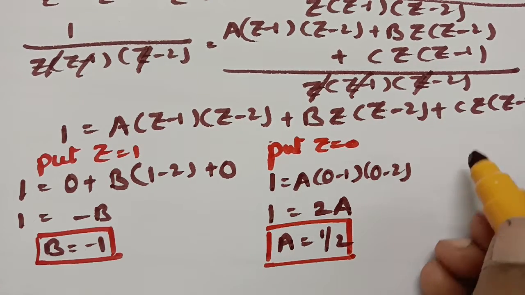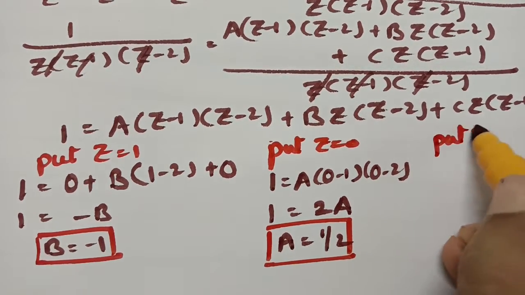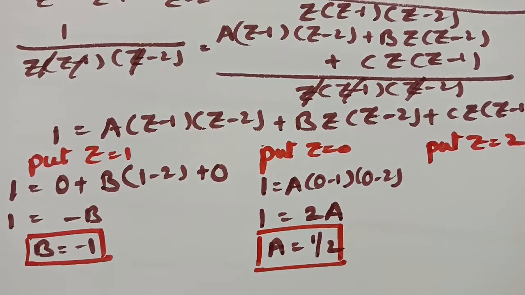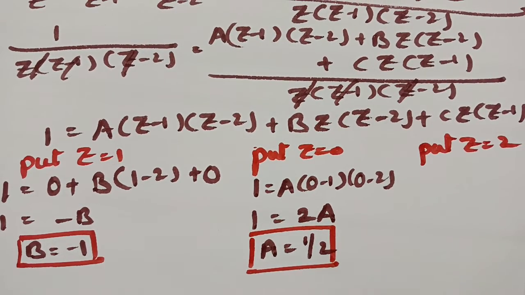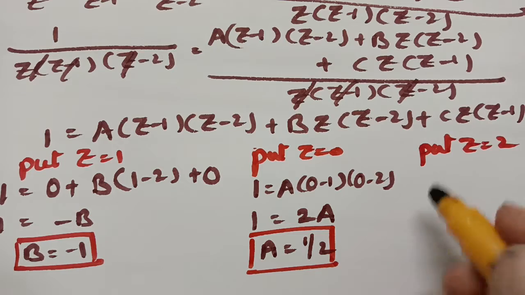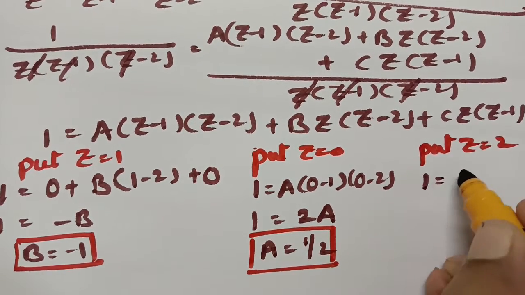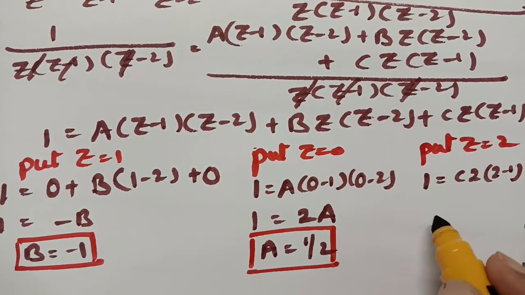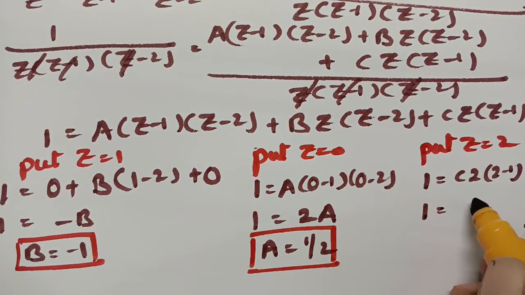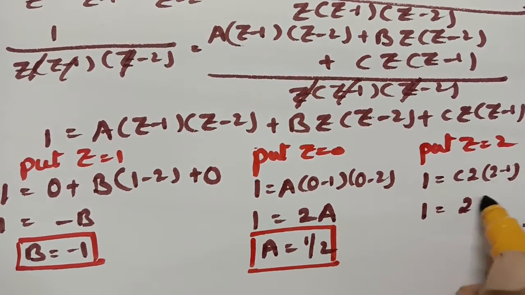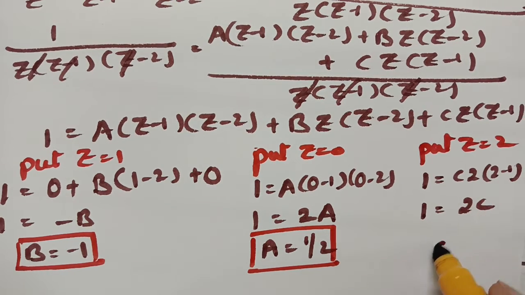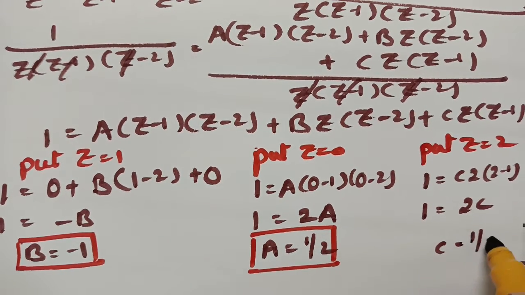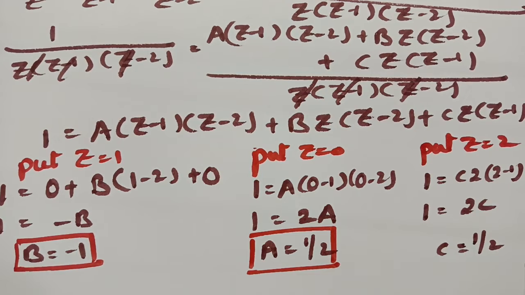And the next case here is put z is equal to 2. See, this will be 0, this will be 0. Therefore, the value here is 1 is equal to c into 2 into 2 minus 1. So this is 1 into 2 minus 1 is 1, this will be 2c, and c value is nothing but half. So we got the value of c as half.